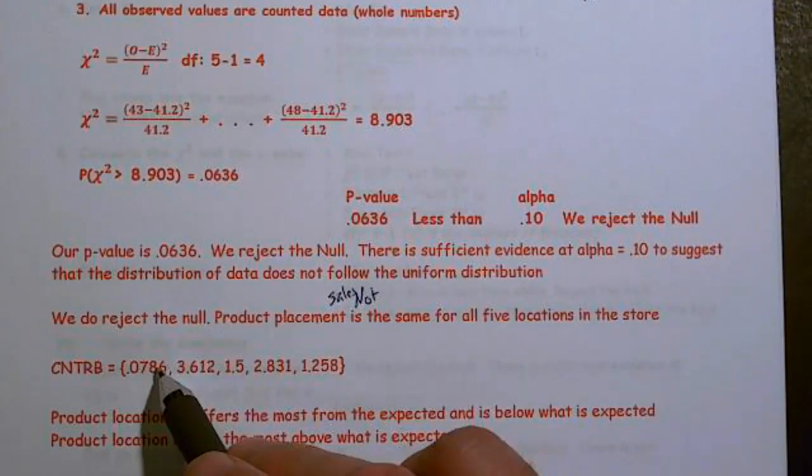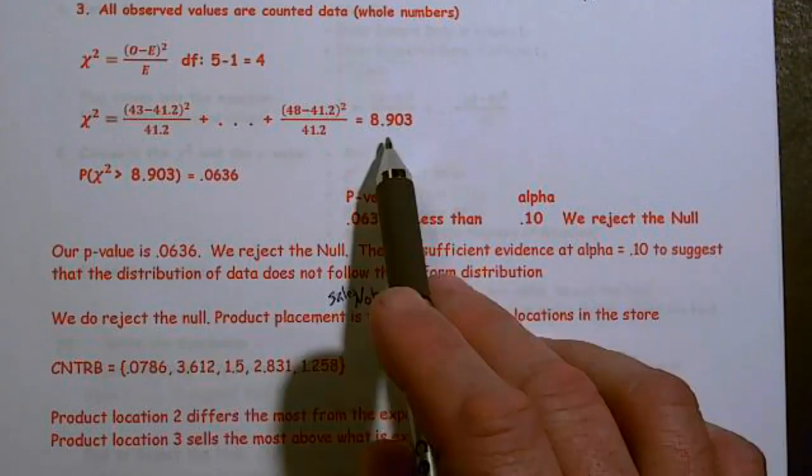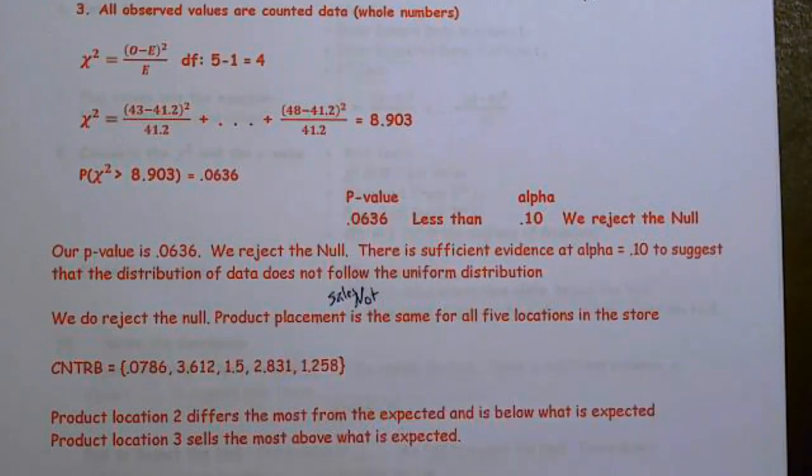But once again, if I add all 5 of them together, I get 8.903. So product location 2 differs the most from the expected and is below what is expected. Product 3 sells the most and is above what is expected. Okay, so that's chi squared goodness of fit scenario 2. Hope you'll hang around for the next one. Thank you.